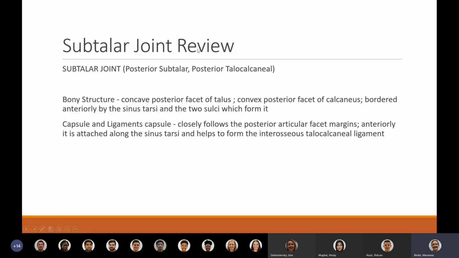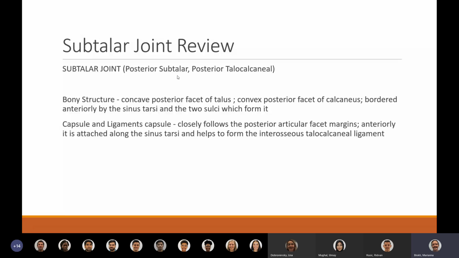Same thing here, subtalar joint. Subtalar joint has different names, okay? Posterior talocalcaneal, posterior subtalar. There's different types of terminology that's used for it. So again, use Dr. Dickey's package just to be comfortable with all of it, okay? So what is the bony structure? So concave posterior facet of the talus, convex posterior facet of the calcaneus, bordered anteriorly by the sinus tarsi, and the two sulci which form it.